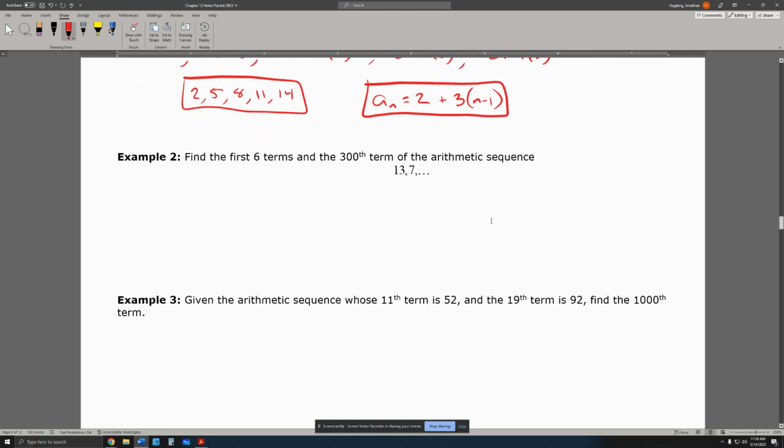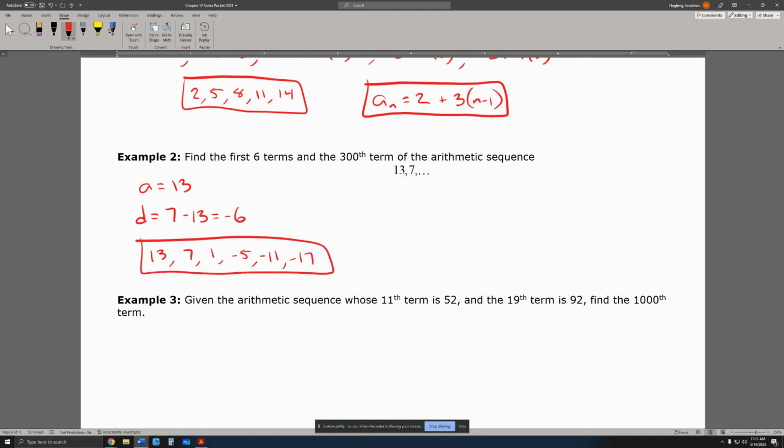Example 2, find the first 6 terms and the 300th term of the arithmetic sequence. So we know that this is an arithmetic sequence, so that tells us that it's going to follow a common difference between successive terms. Okay, so our first term is going to be 13, and then our common difference, in order to find this algebraically, you can just find the difference between 2 successive terms. So we're going to take our second term minus our first term, 7 minus 13, and that gives us negative 6. So our common difference is negative 6. Our first 6 terms of this sequence then would be 13, 7, 1, negative 5, negative 11, and negative 17. These are the first 6 terms of the sequence.